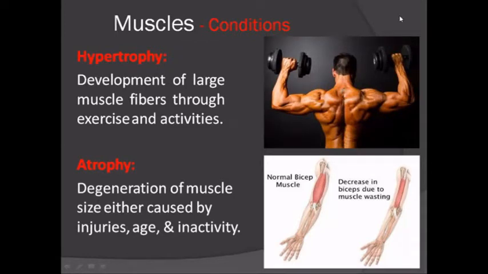The second one is atrophy, or the degeneration of muscle size either caused by injuries, age, and inactivity. So this is a condition in which your muscles decrease in size. Factors like age, having injuries, and being inactive can cause muscle atrophy. When this happens, your muscles become weak and can no longer perform in their full range of motion.